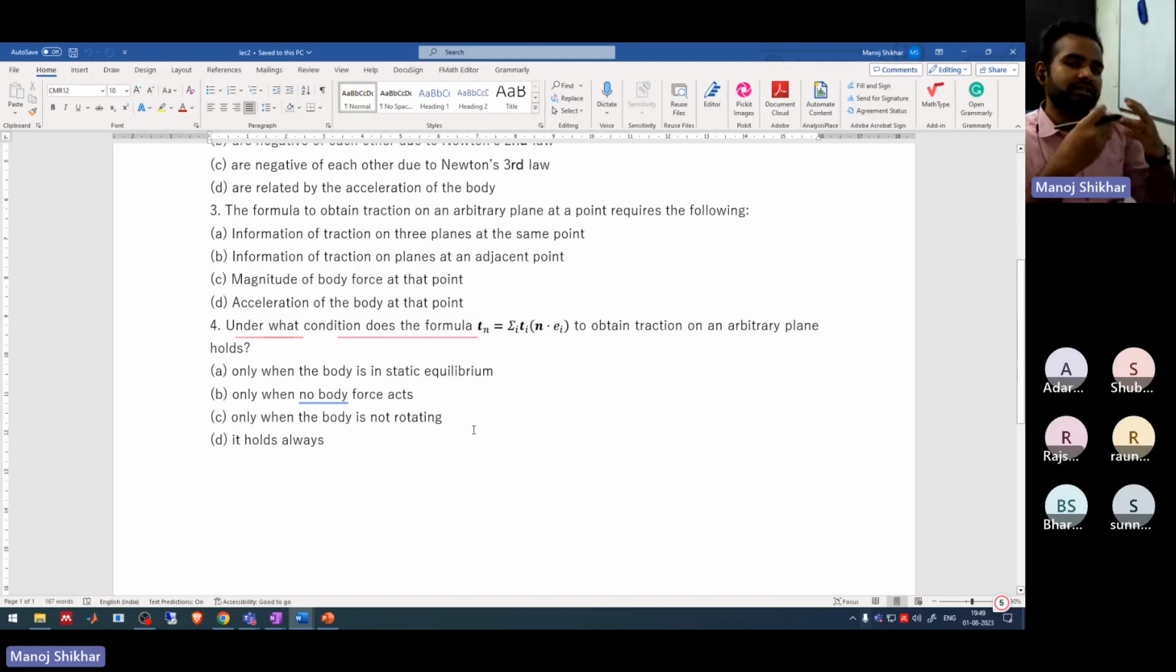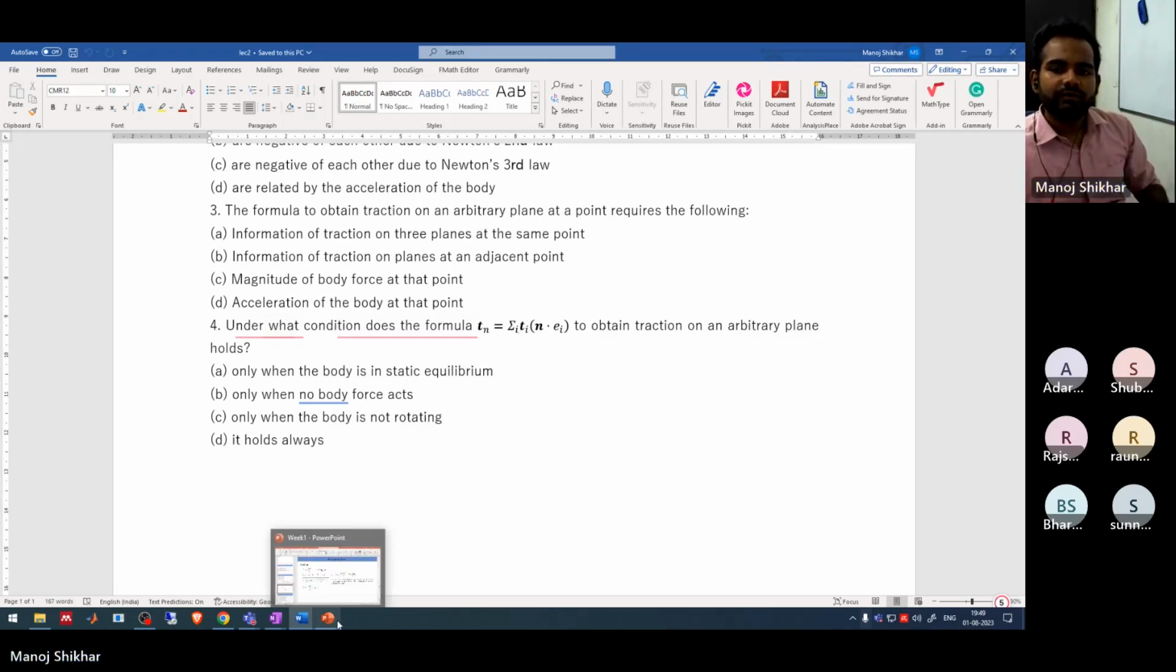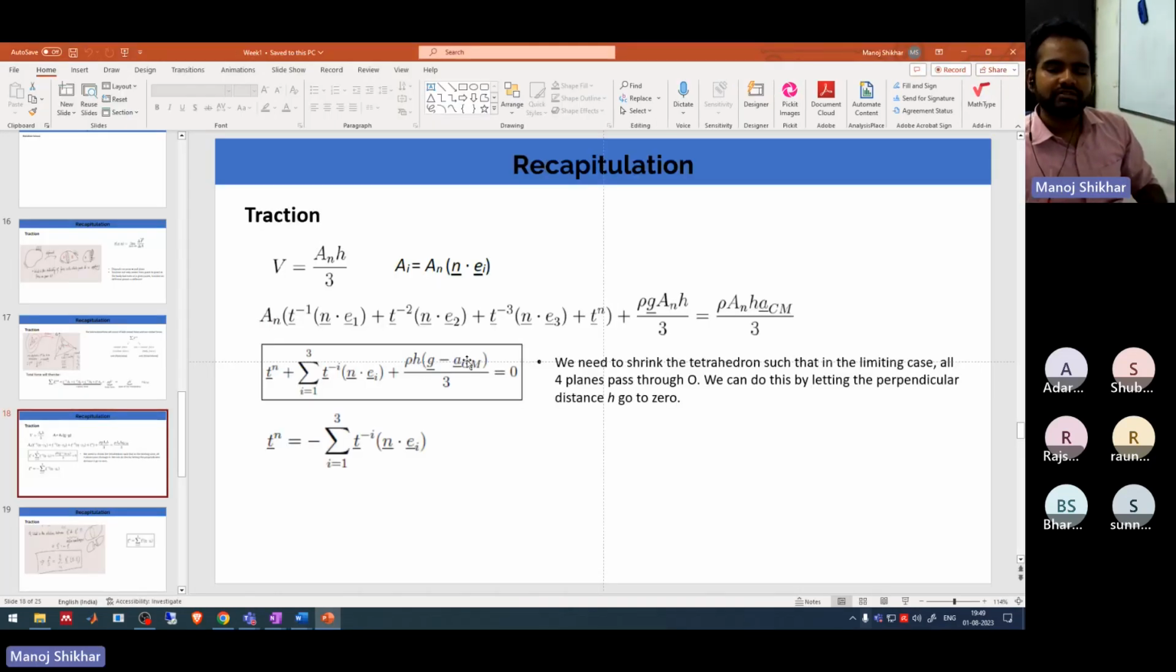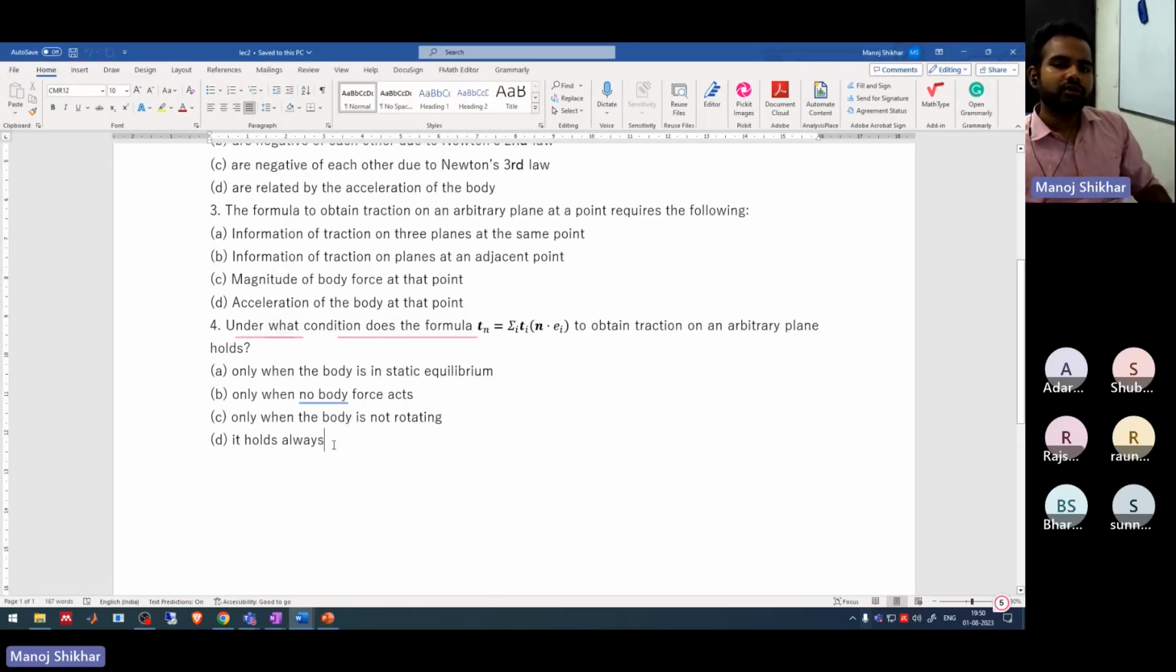Suppose the body is rotating also. If we take the centrifugal acceleration, it will also go to 0 because of this h factor. Because instead of a, you will replace using centrifugal acceleration and this h is multiplied here. When you do h equal to 0, this will vanish. So it always holds. So the fourth option is correct. It always holds.